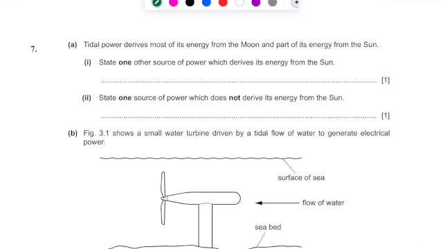Tidal power derives most of its energy from the moon and parts of its energy from the sun. State one other source of power which derives its energy from the sun. So maybe wind energy or solar energy. State one source of power which does not derive energy from the sun. Geothermal energy.